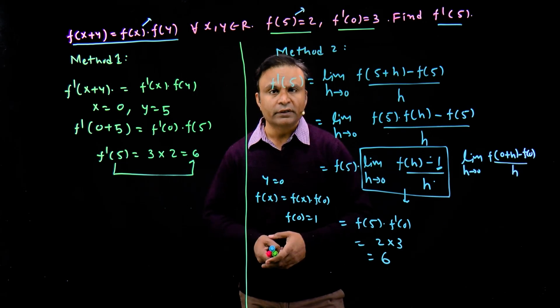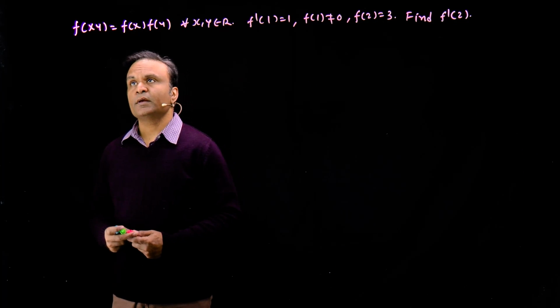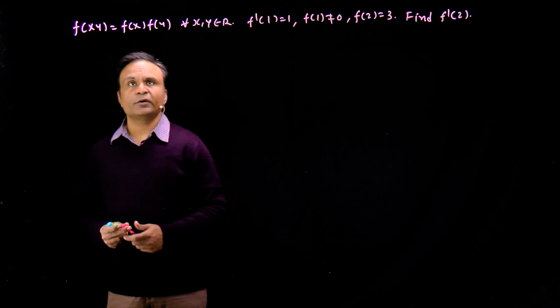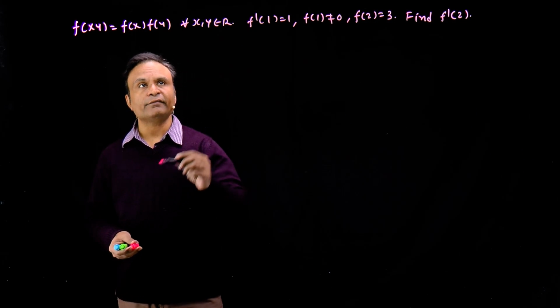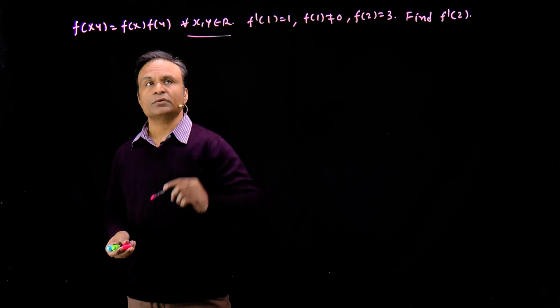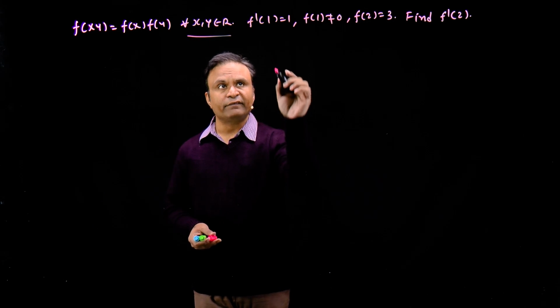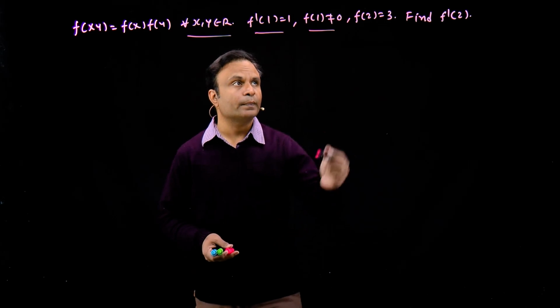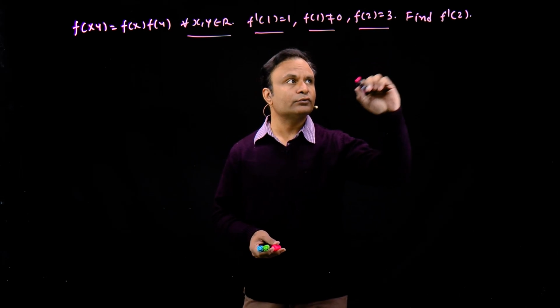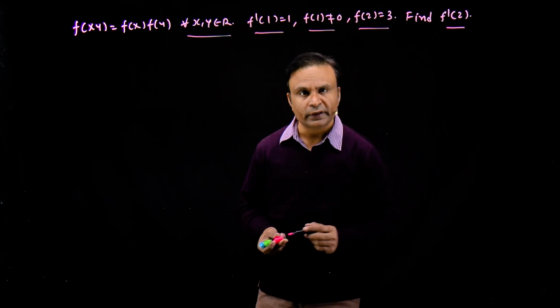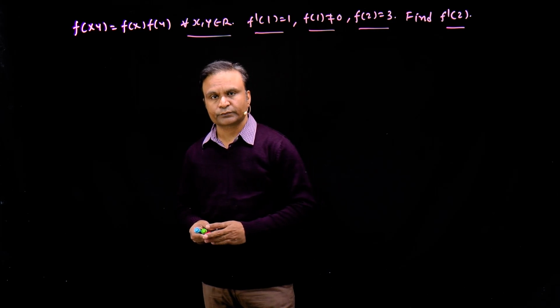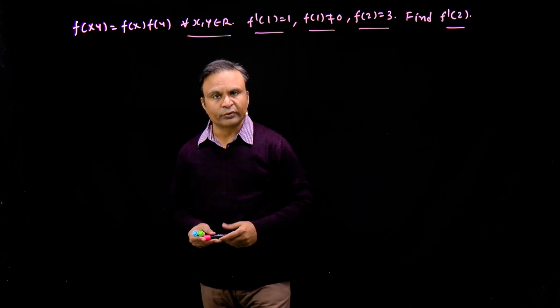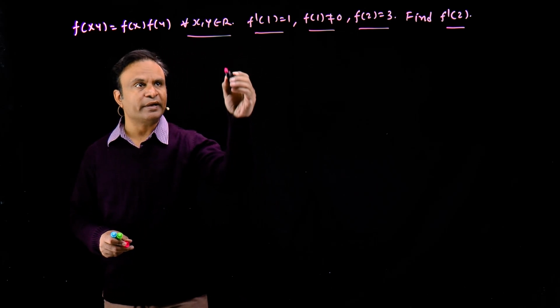Let's practice more. Let's try some more questions. The question is f of xy is equal to f of x multiplied by f of y for all x, y belongs to R. Now f dash 1 is equal to 1, f of 1 not equal to 0, and f of 2 is equal to 3. Find the value of f dash 2. Again, we will be doing this question by two methods.